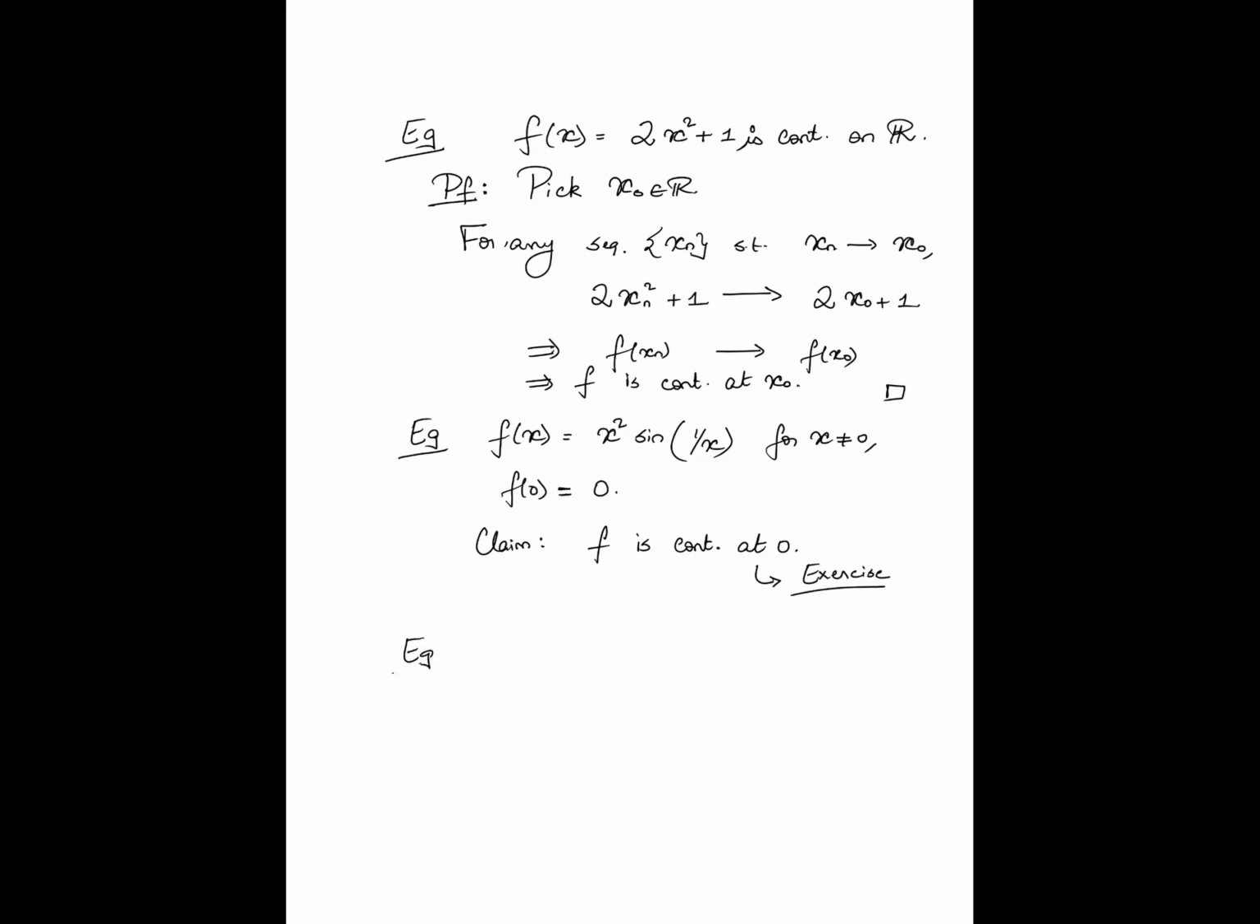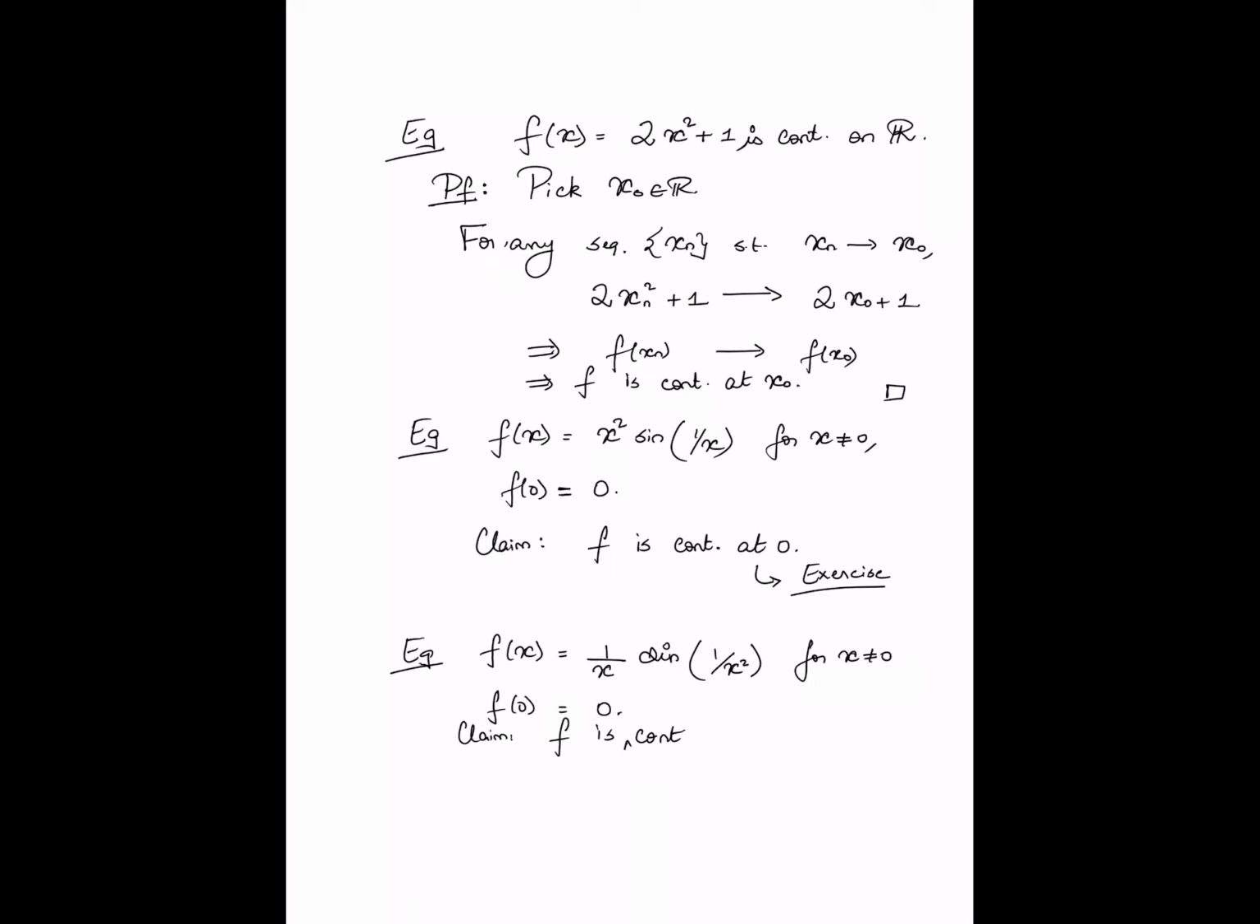Okay, let's move on to another example. This example is f of x is equal to 1 by x sine 1 by x squared. Again for x not equal to 0, and f of 0 is defined to be 0. So here is another function. The claim in this case is that f is in fact not continuous.